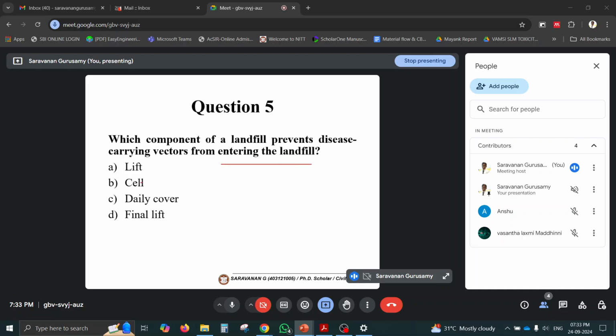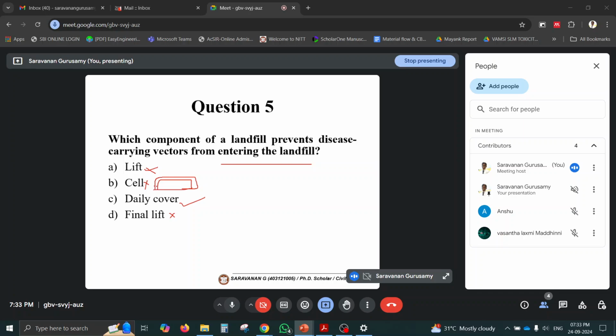Then, which component of landfill prevent disease-carrying vector from entering into the landfill? So, which is important? Lift. Height is not the correct option. Daily cover. Cell. Cell is the waste storage area. So that won't protect. Daily cover is the cover area for the cell with some soil or any locally available material. And then final lift is also height.